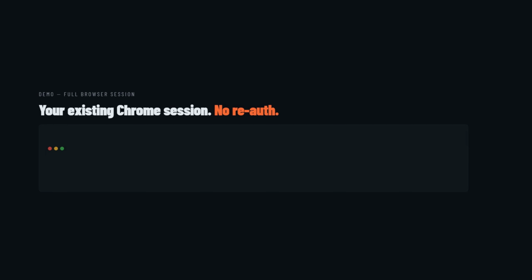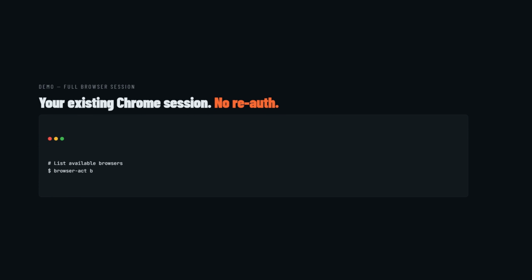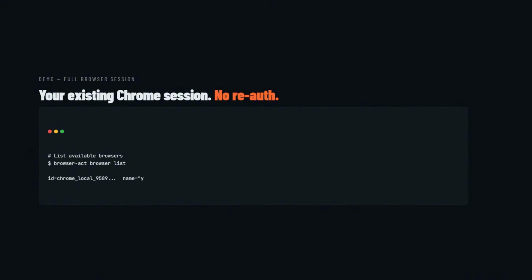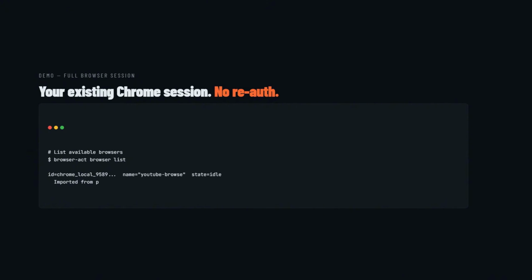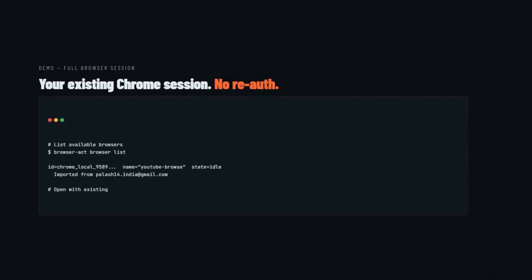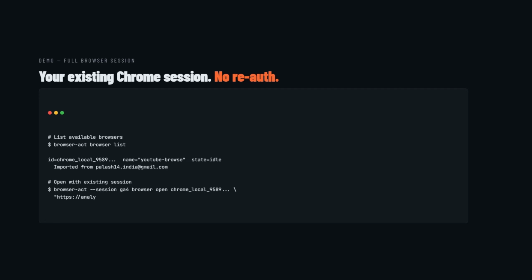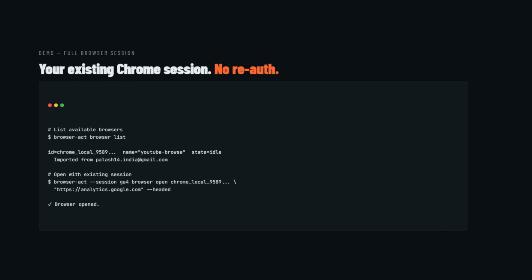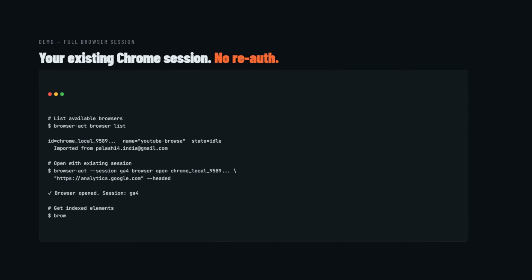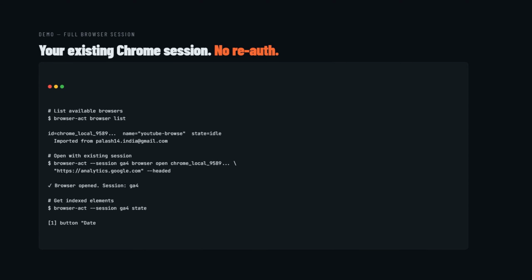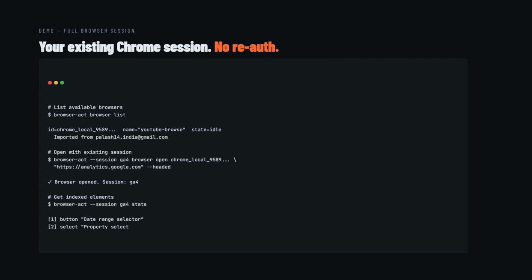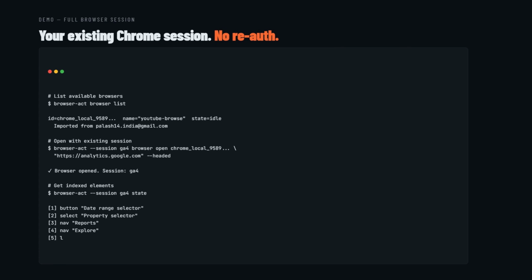Full browser automation is where this gets powerful for real workflows. You probably already have Chrome set up with your actual logged in sessions. BrowserAct can use those directly. No reauthentication, no OAuth setup, no API keys, just your existing browser session. The state command gives your agent a numbered index of every interactive element on the page. No expressions, no CSS selectors, no DOM parsing, just a clean list of what the agent can click, type into, or select reference by number.